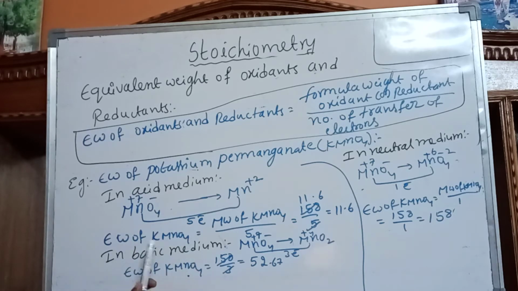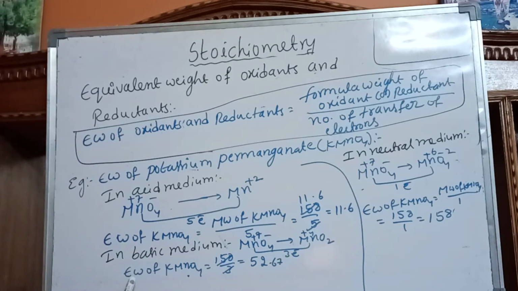In basic media here, the permanganate ion converts into manganese dioxide. Already you know that in the MnO4 minus ion, the oxidation state of manganese is +7. In MnO2, the oxidation state of manganese is +4. So how much difference is there here? +7 to +4, 3, isn't it? So the number of electrons transferred in the reaction is 3 electrons.